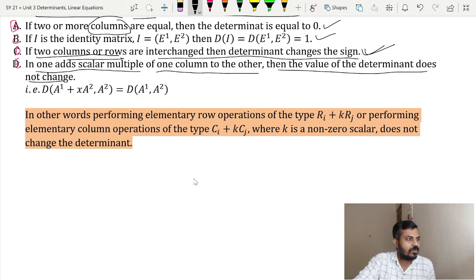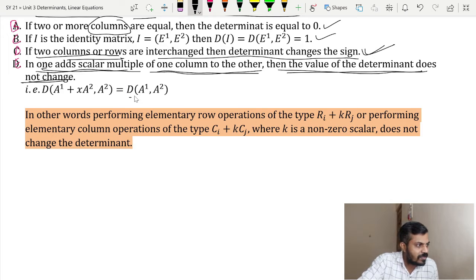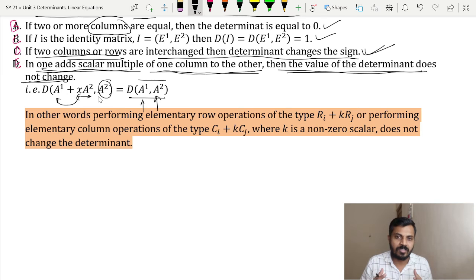So let us try to understand what it means. If one adds a scalar multiple of one column to the other, then the value of the determinant does not change. What is the meaning of this? This is our original matrix, where A1, A2 are the column vectors of the matrix A. Now the scalar multiple of the second column is added to the first column. The scalar multiple of the second column is x multiplied by A2, and that has been added to the first column. Performing such operations does not change the value of the determinant.